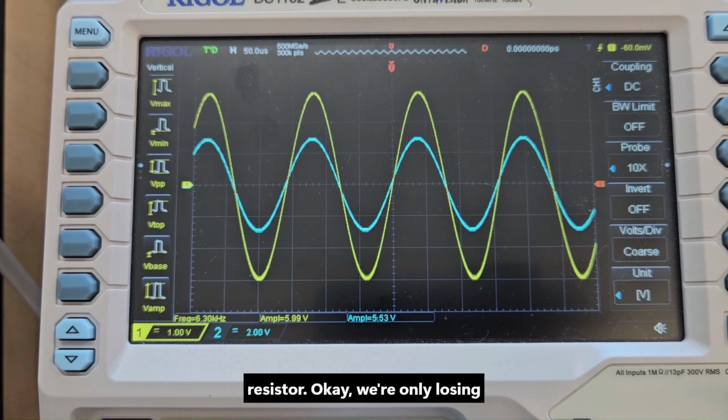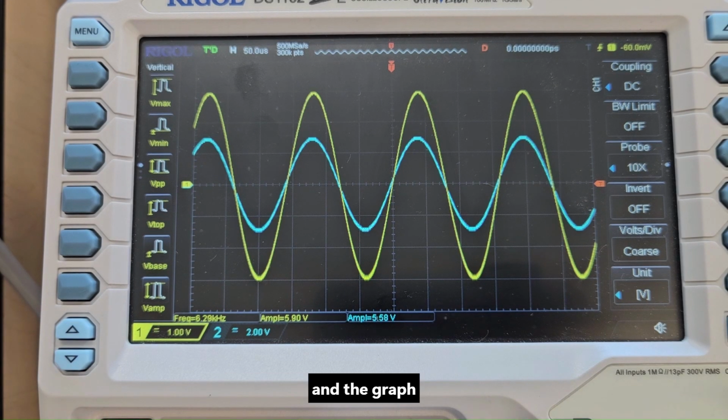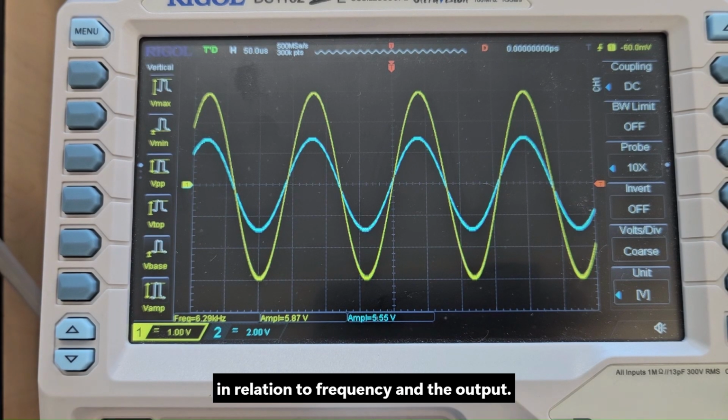Okay, we're only losing about 600, 700 millivolts across the capacitor, and it's perfectly in phase. I'll show that in a minute. I'll show both phasor diagram and the graph in relation to frequency and the output.